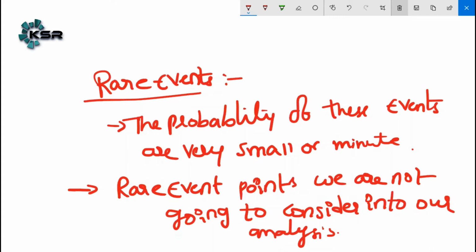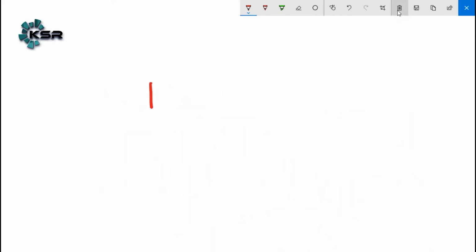Okay, clear? Now the next point: how do we denote the probability value? Probability is denoted with capital P.